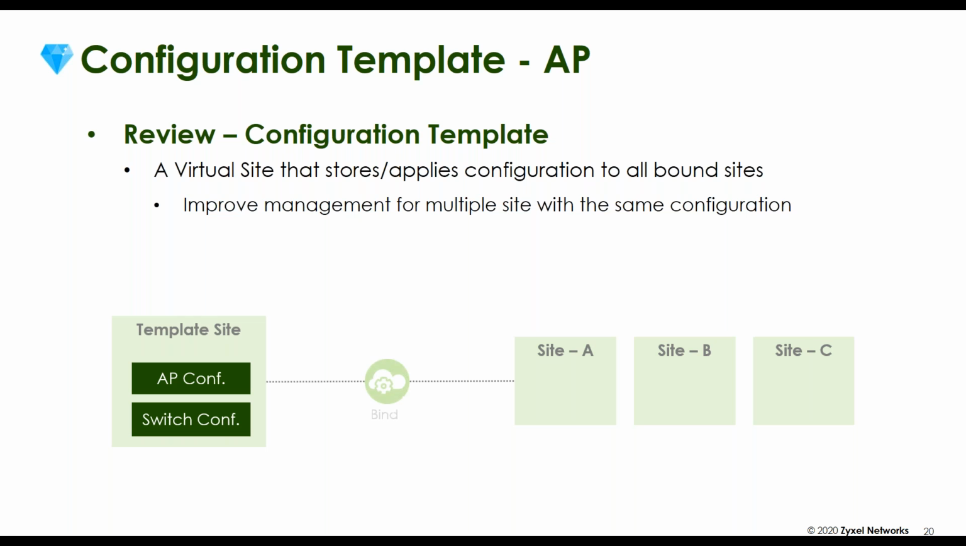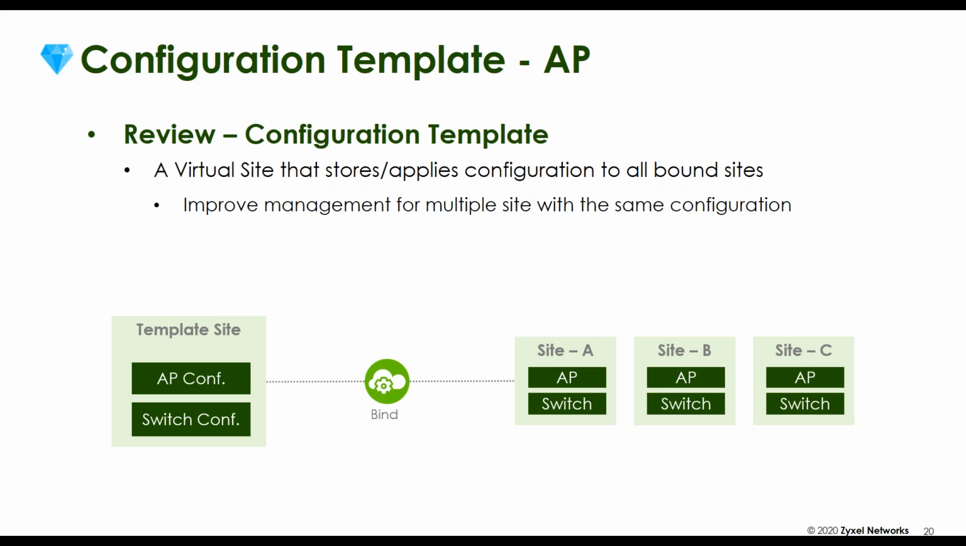So this just shows you the element of this. You'll have the template site, which has the AP configurations and some switch configurations on there. You'll then bind site A, site B, site C to it. And then any changes that you make will get pushed out to it. So you'll see here, if you change the AP configuration, it'll then get pushed out to the rest of the sites that are bound to it.